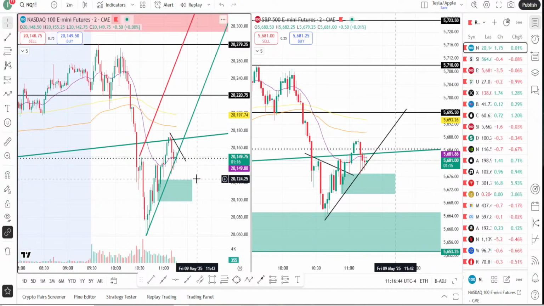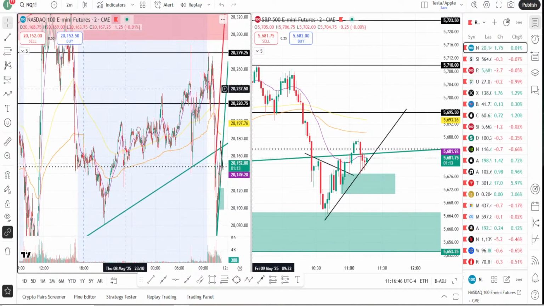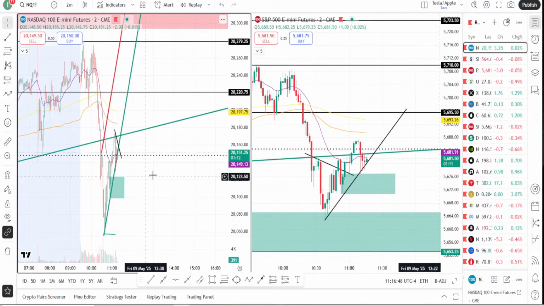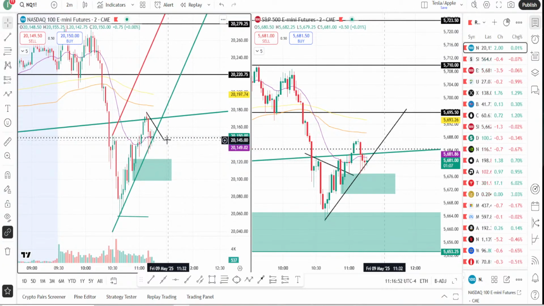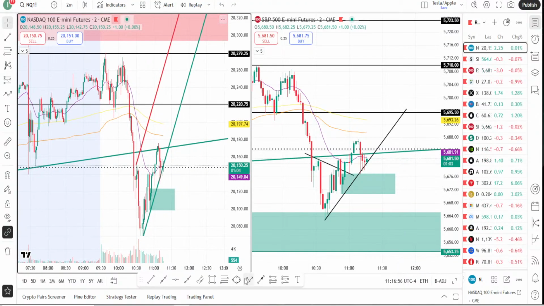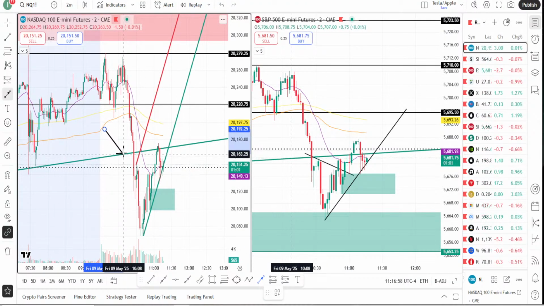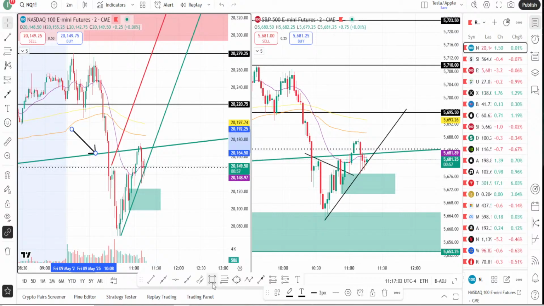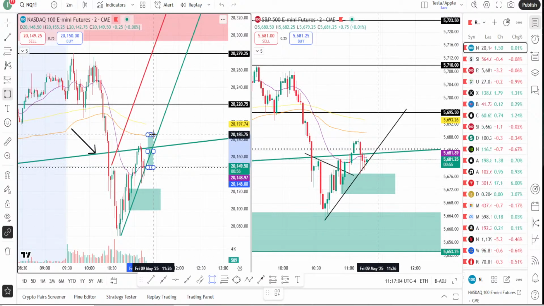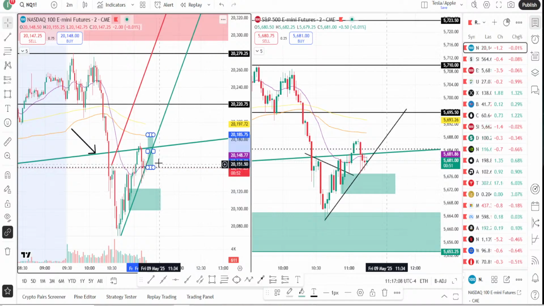Looking like price wants to close back into this hourly uptrend, or will we reject? What do you guys think? Okay, this is the low of the trend right here. This is the support of the hourly uptrend. If we close back into it, this could really start to push up higher.